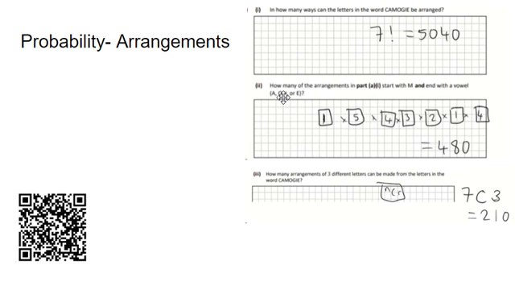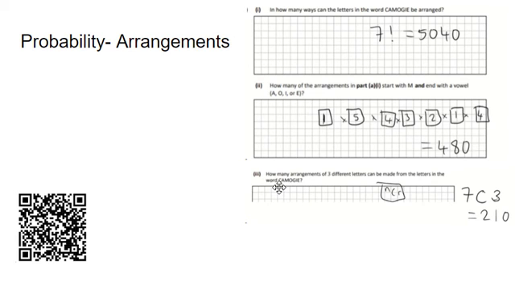Then in the second part, how many arrangements start with M and end with one vowel? So the boxes here mean each letter, so there's 7 boxes there. So if it has to start with M, there's only one possibility for the first box, so that's why there's a 1 in that. And then end with a vowel, well, there's only 4 vowels in the word camogie, so that's why there's a 4 in the last box. And then the rest then is just 5, 4, 3, 2, 1. They're the options that are left.